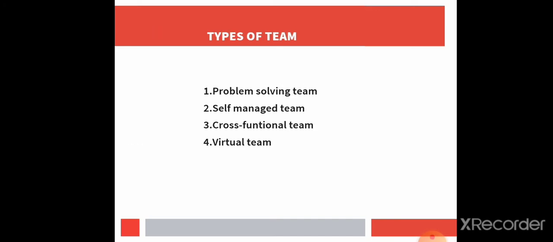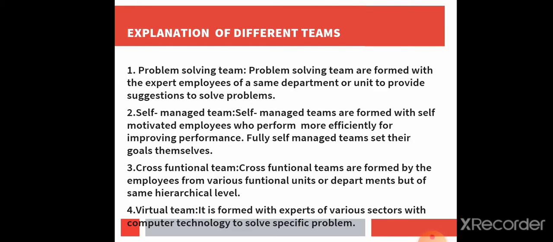Now I'm going to explain to you about the types of a team. Number one, problem solving team, self managed team, cross functional team, virtual team. Now I'm going to give you a brief explanation of the different teams. Number one, problem solving team.